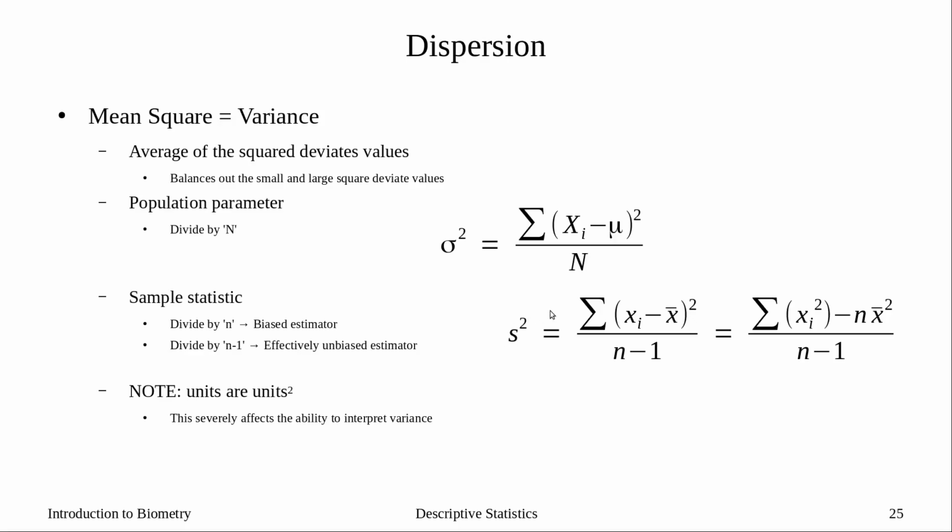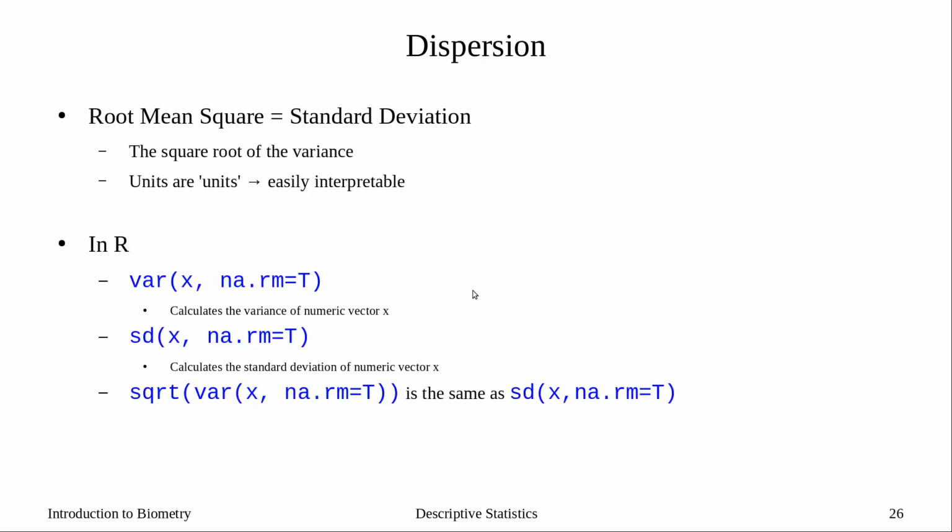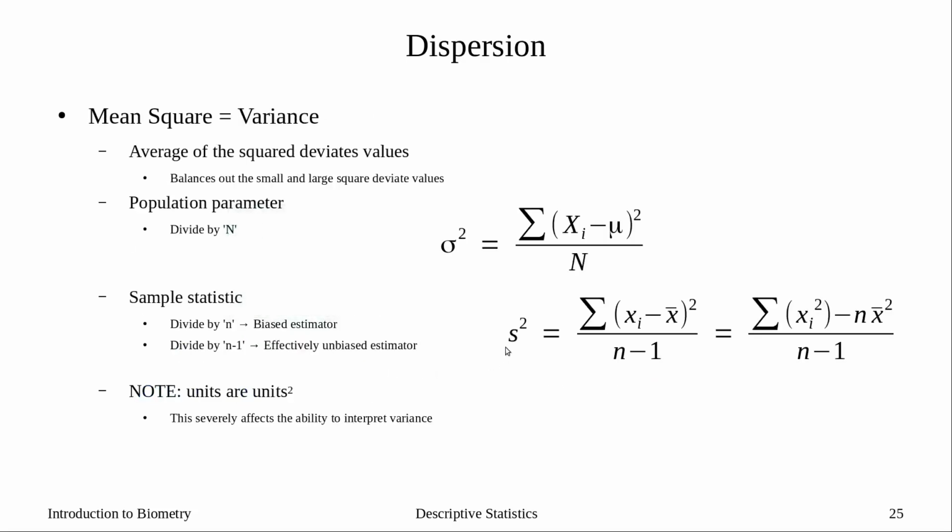So what we do is take the square root of the variance, which gives us the standard deviation. So the standard deviation is the root mean square value. This puts our units in regular millimeters, in regular units, so it's no longer squared, and it makes the interpretation easier. So this is our sample variance equation. Our sample standard deviation is simply this value with the square root.